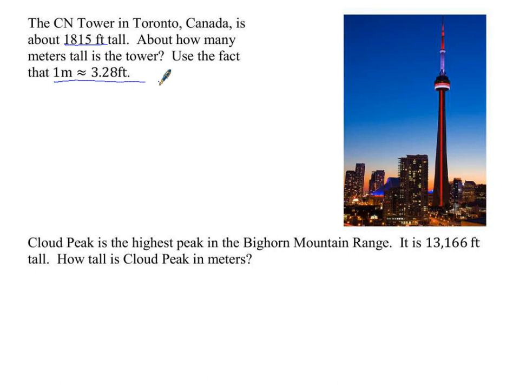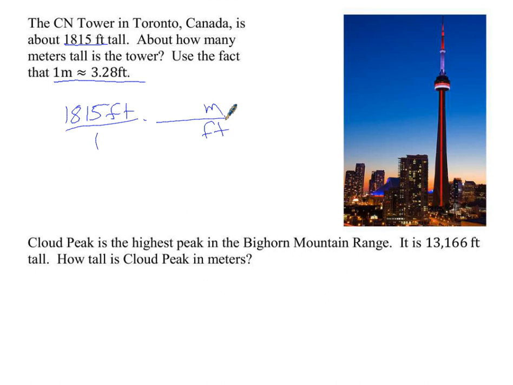So, I'm given what? I'm given the height of the tower, which is 1,815 feet. Put it over 1 times, set up the next rate. I want to get rid of feet. So where does feet go? Goes in the bottom, which makes what go on the top? Meters. That's the nice thing about doing this. It's very easy to place those units in the right spots.